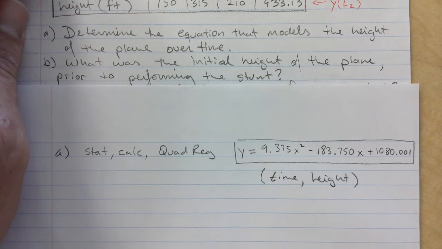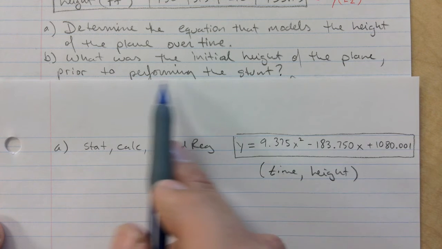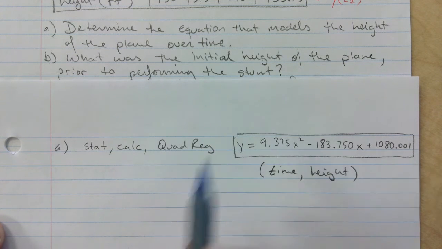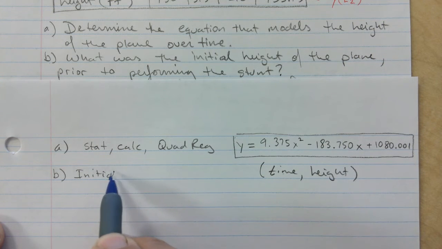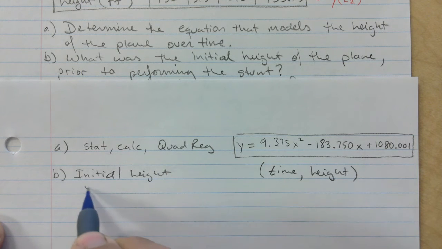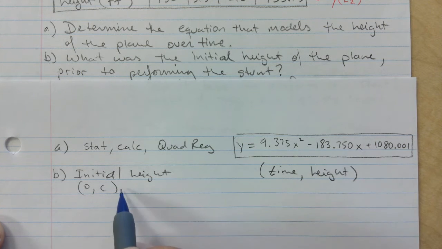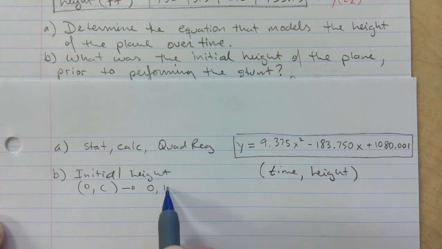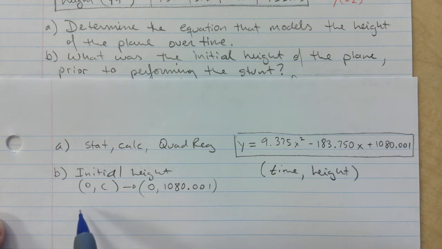B, what was the initial height of the plane prior to performing the stunt? Initial height is going to be 0c, right? 0c is going to give us the c value of the equation. So that's going to be 0, 1080.001, right?